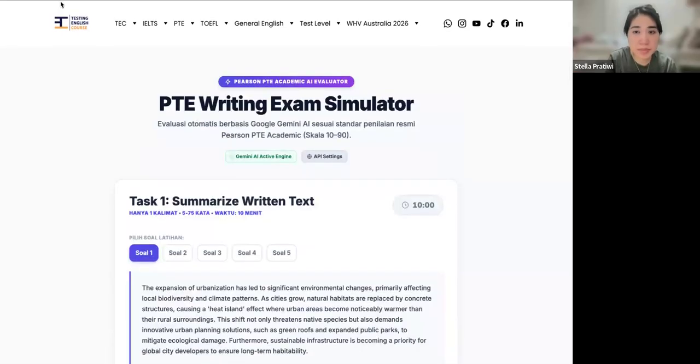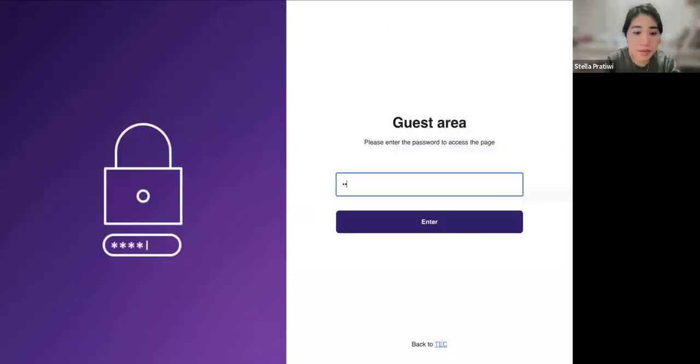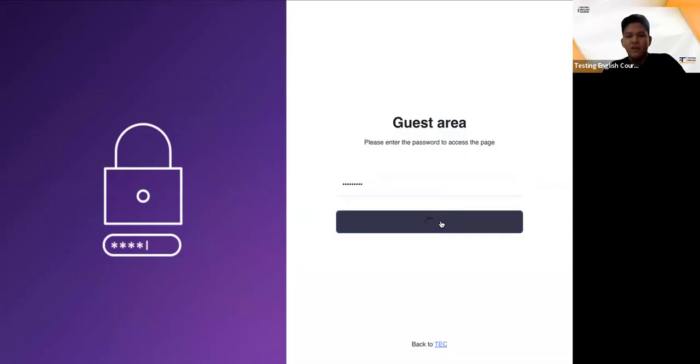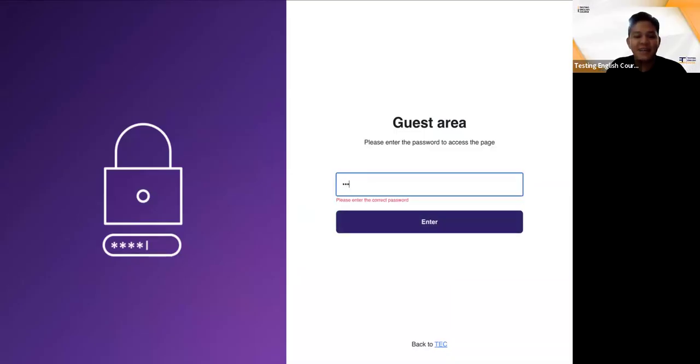Wait. Yes. Okay. Wait. Why do they need to put password on this one? Like why? Do you still remember the password, Miss, last time? TEC 888 2026. Thank you.